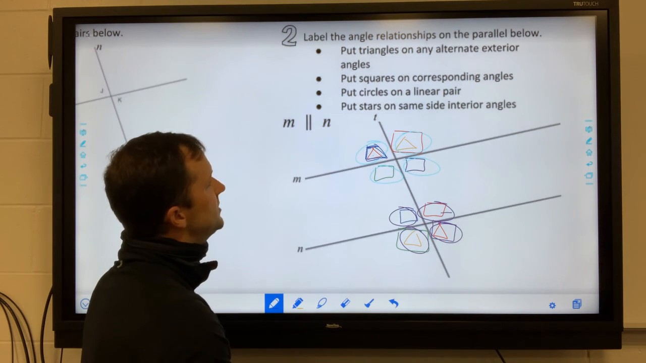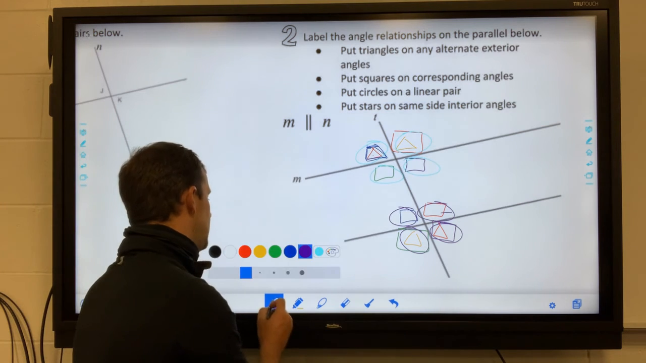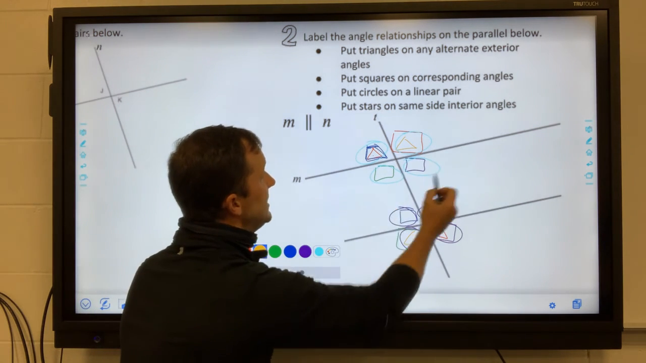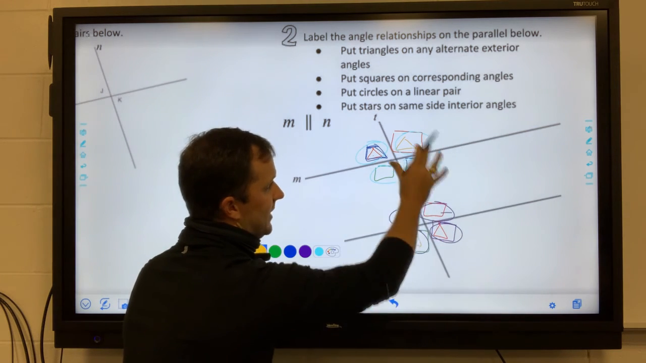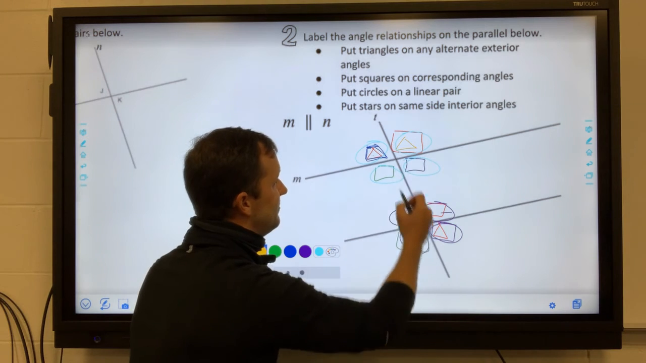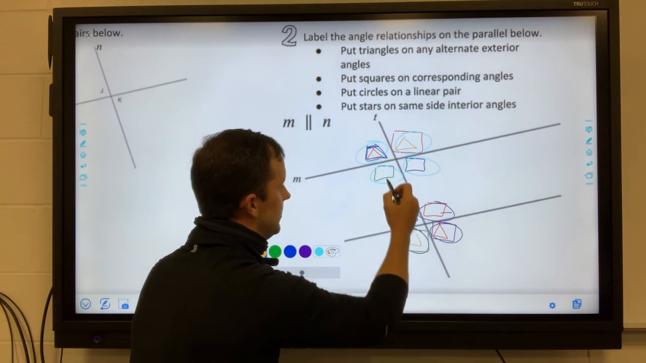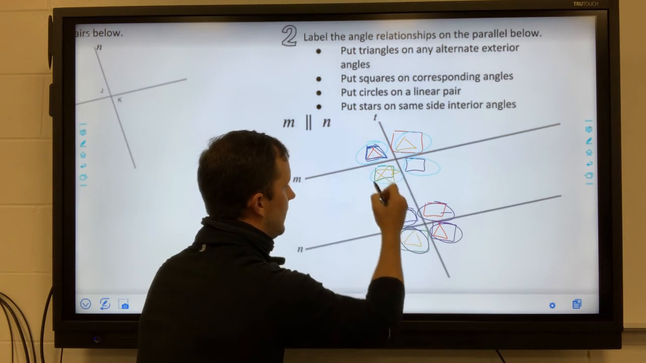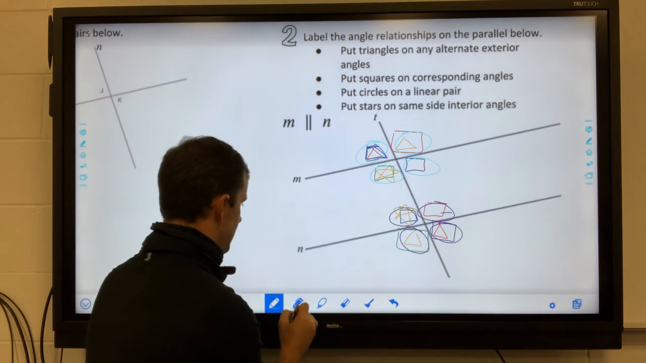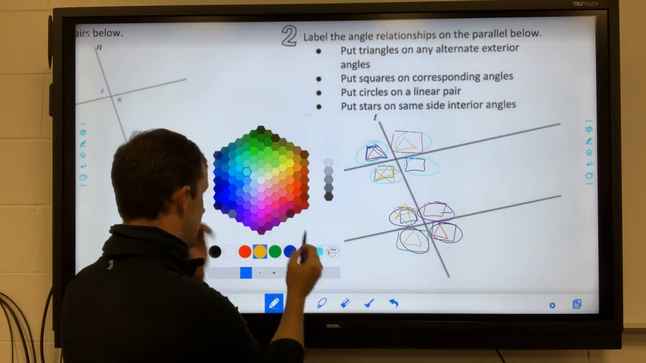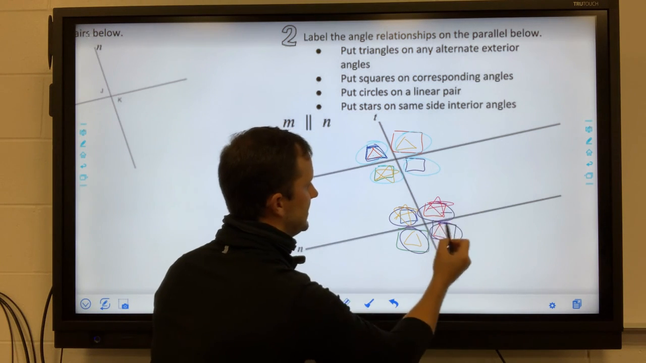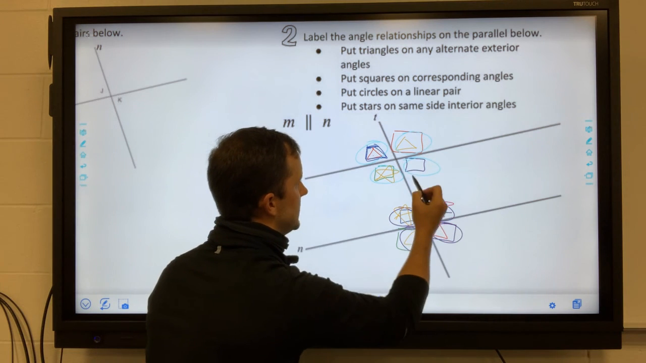And lastly, it says put stars on same side interior angles. So I'm gonna do gold here, and I'm gonna put stars. So right now, interior angles are gonna be these four angles because they're inside the parallel lines, okay? So same side means on the same side of my transversal. So if I drew a star right here, same side interior to that is going to be this angle right here, okay? Let's go ahead and do a pink. So right here, if I drew a star right here, this angle is gonna be same side interior to this.